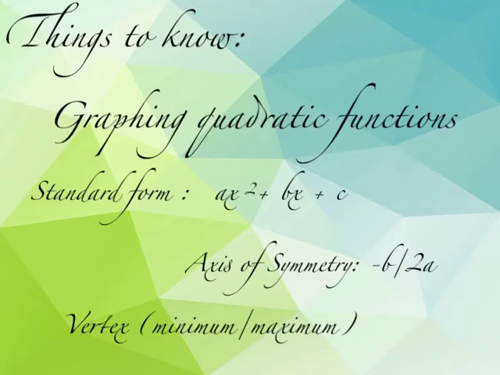The standard form of a quadratic function is ax squared plus bx plus c, usually that's equal to y. The axis of symmetry, or the line that divides our parabola in half, is negative b over 2a. And our vertex will give us a minimum or maximum depending on if it's the highest point of our parabola or the lowest point of our parabola.